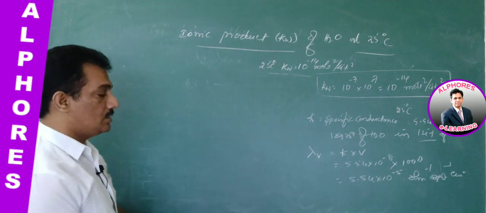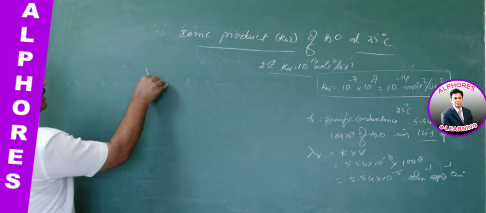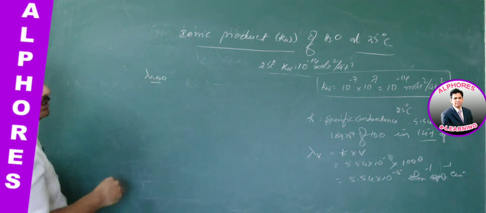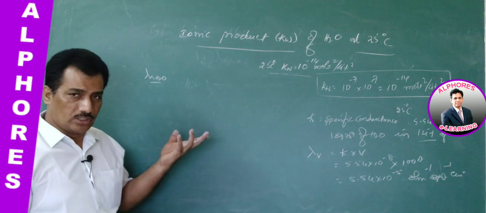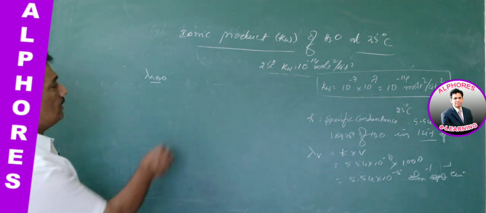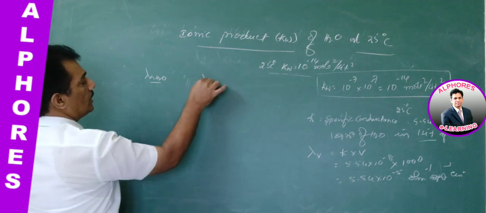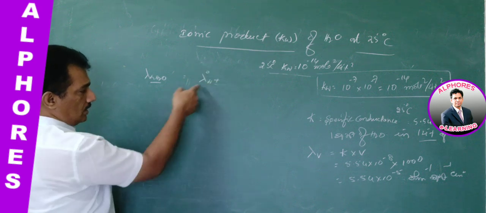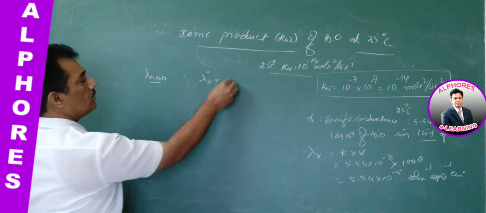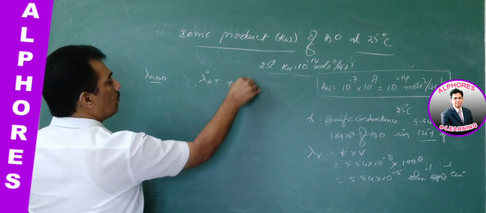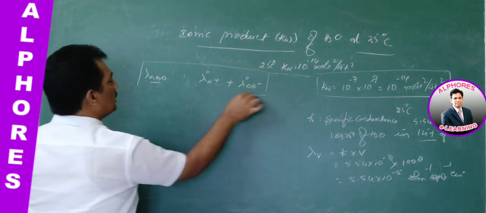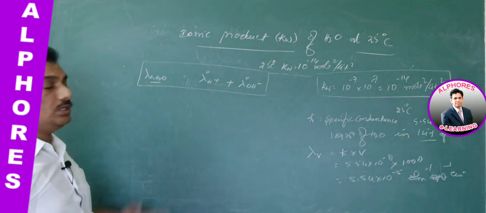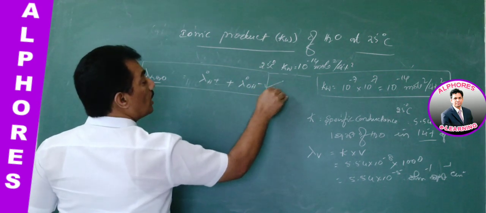How? It is nothing but lambda infinite of water. What is lambda infinite of water? That is the conductance of water at infinite dilution. It is equal to the conductance of H plus at infinite dilution, that is 0 concentration, plus the conductance of OH minus at infinite dilution. The sum of these two is the conductance of water at infinite dilution, as per Kohlrausch law.